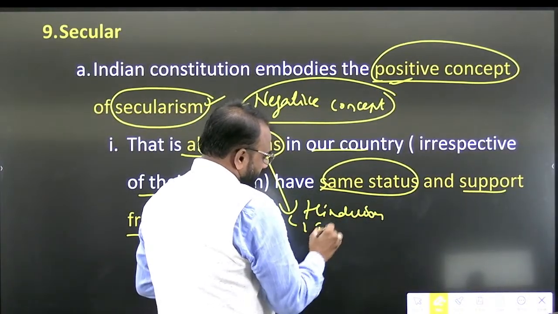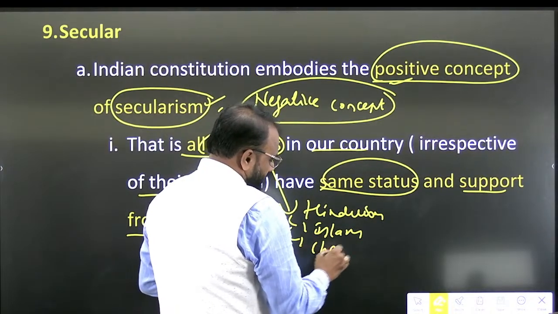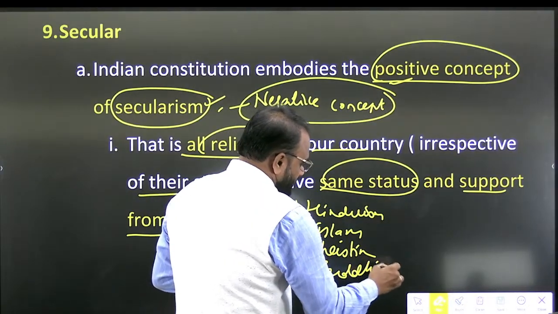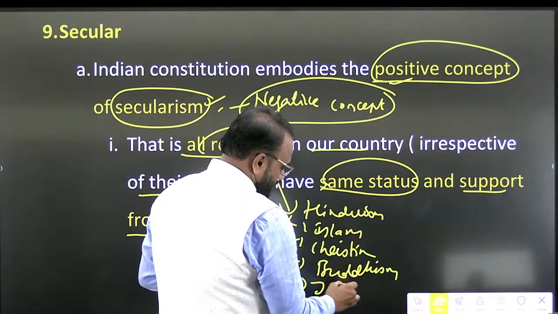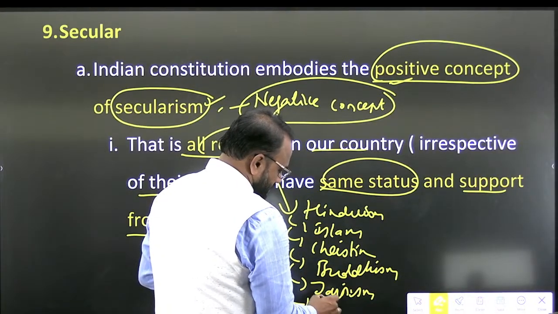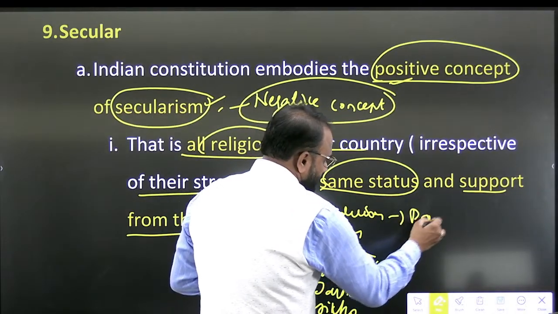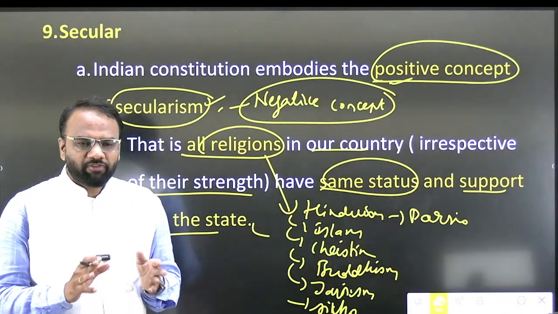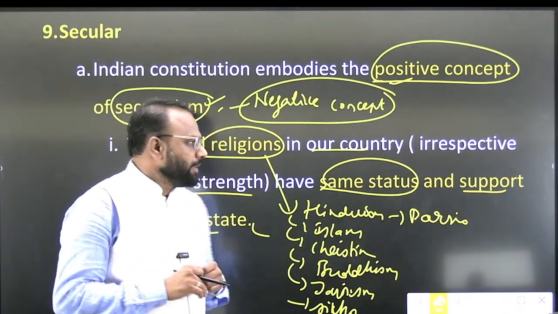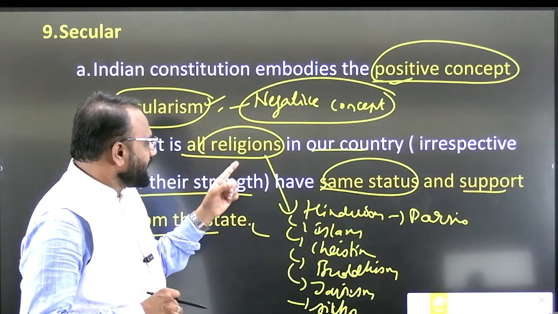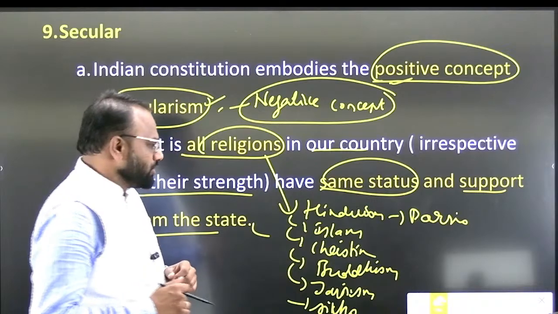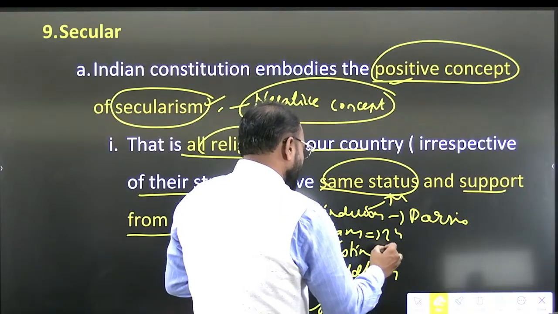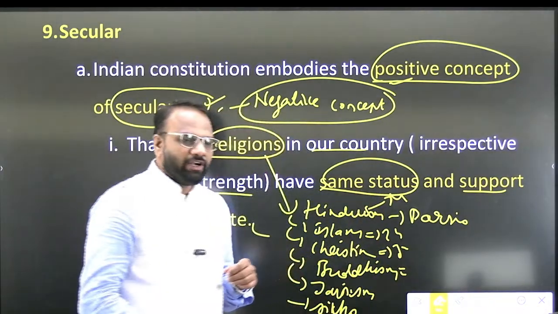Hinduism, Islam, Christianity, Buddhism. So there are different types of religions which exist in India. Now, that is all religions in our country, irrespective of their strength. Hinduism, major population. Second highest, Islam. Third highest, probably Christianity, Buddhism. So there are different religions which coexist.